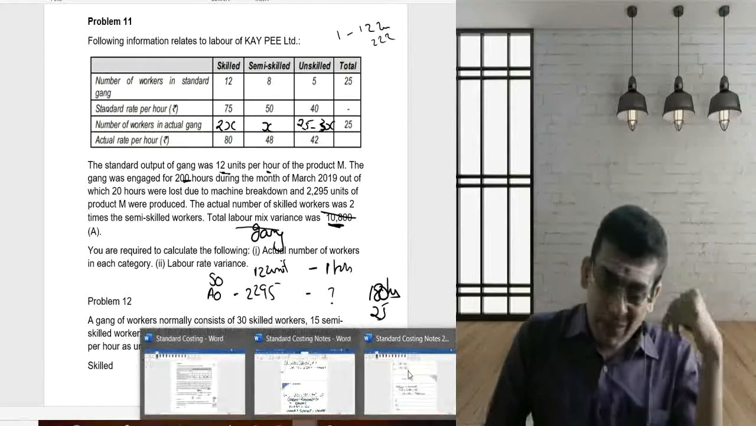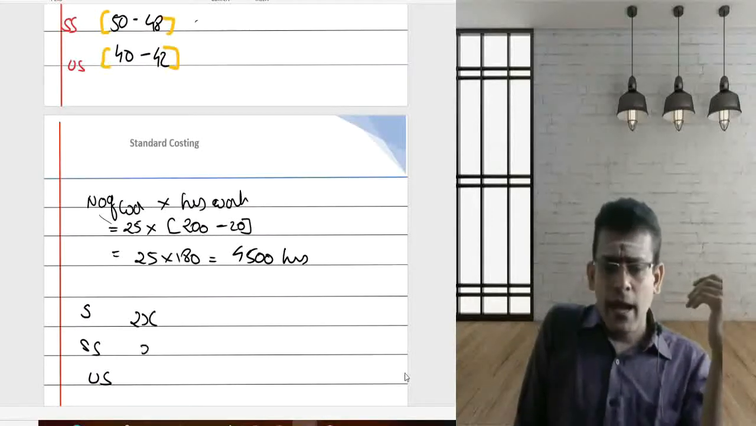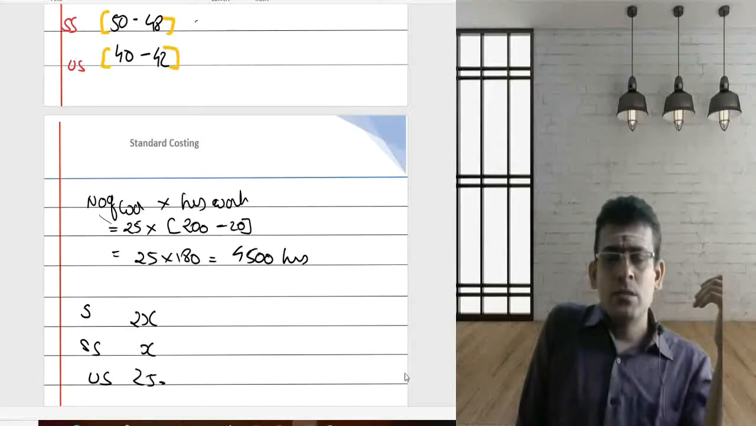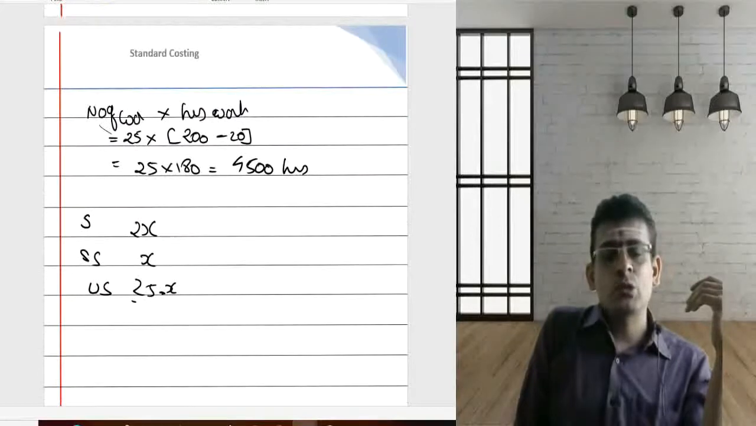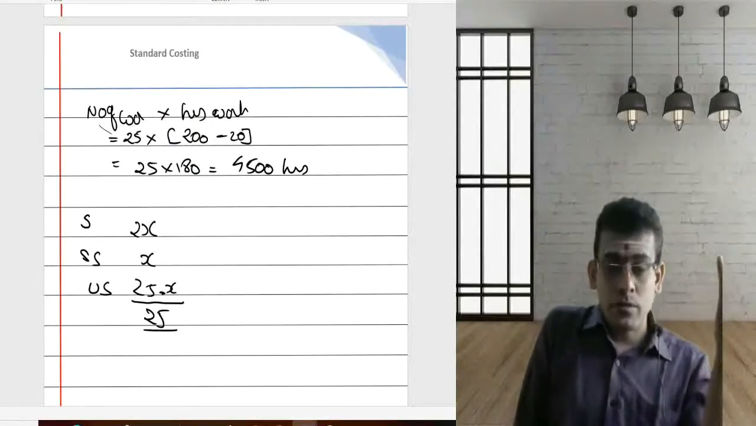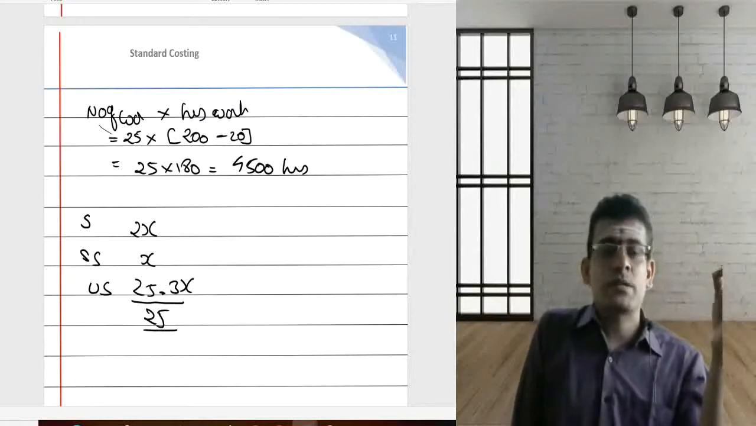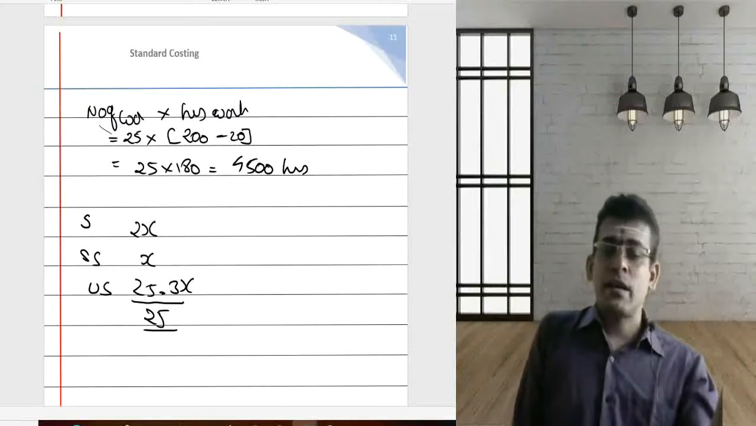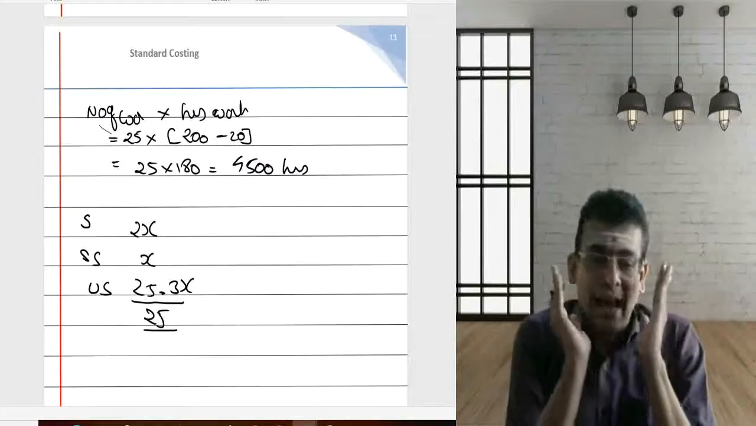So now, if I write like this, let us see what will happen. 2x, x, 25 minus 3x. So what is this equal to? This total is equal to 25. Now if I try 25 minus 3x, 2x plus x, 3x plus 3x minus x... ultimately 3x and 3x will get cancelled. So ultimately I cannot find out anything. So I cannot approach in this way.